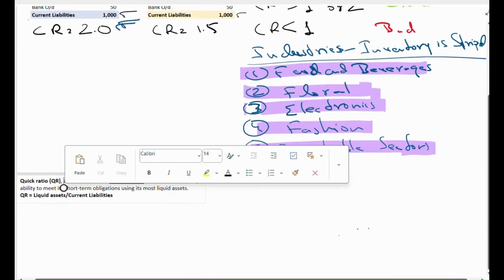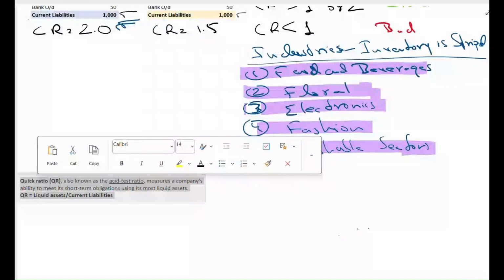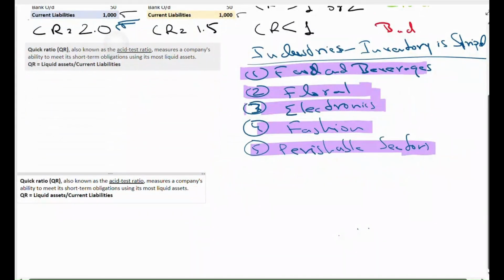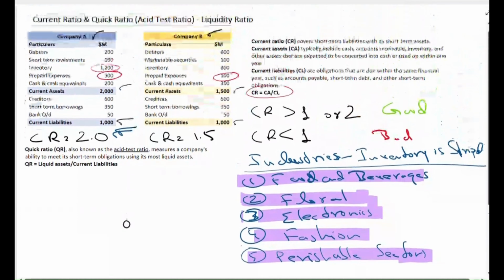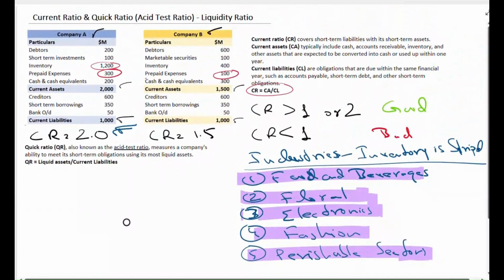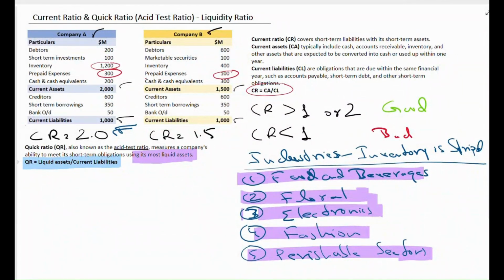This is called the quick ratio. Let me just pull this up. Okay, so quick ratio. What is quick ratio? Quick ratio is also known as the acid test ratio. It measures a company's ability to meet its short-term obligations using its most liquid assets. Okay, I've highlighted it, most liquid assets. And the formula for quick ratio is equal to liquid assets divided by current liabilities, my bad.